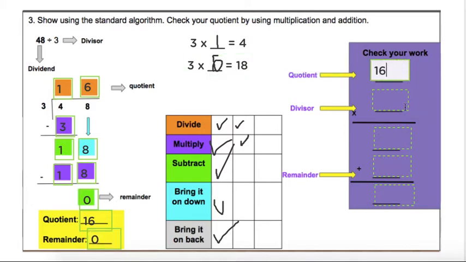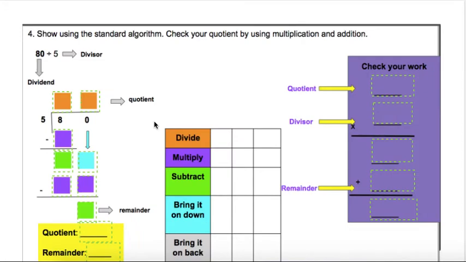We know our quotient. You just told Miss Turner it is 16. What's my divisor? Good, 3. 16 times 3. Pause the video if you need to find the answer. Did you get 48? I did too. 48 plus a remainder of 0 leaves us with, we know this, what is it? 48 plus 0. Good job, 48. Let's do one more.